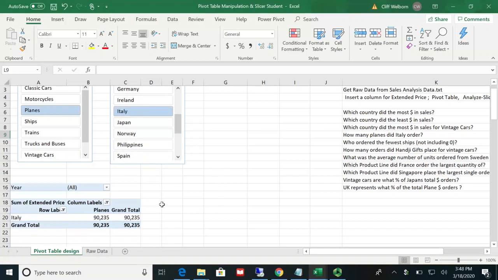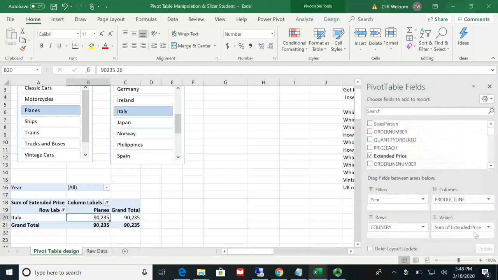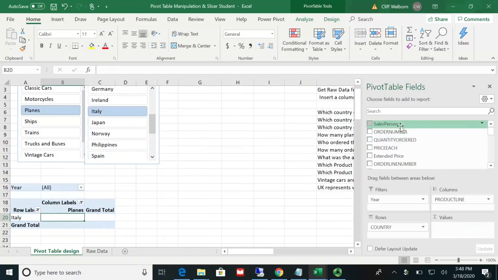And I've got to be careful here because if I just pull my number off, 90,000. But let's hover over that 90,000 and see what it says. That's the sum of the extended price. And the question didn't ask us how many dollars worth of planes. It had said how many planes. So we need to change the design of our pivot table. We don't want extended price to answer this question. This question, we want to know the quantity ordered.